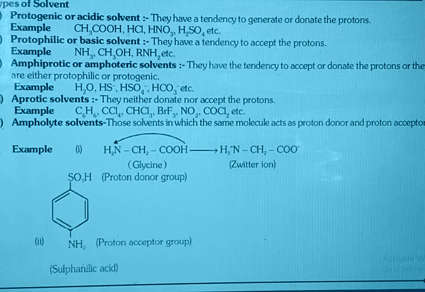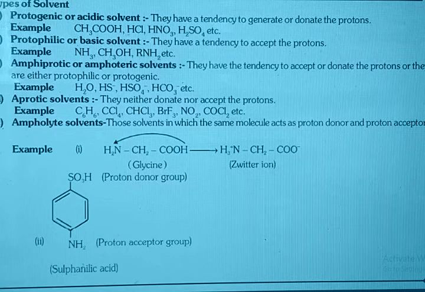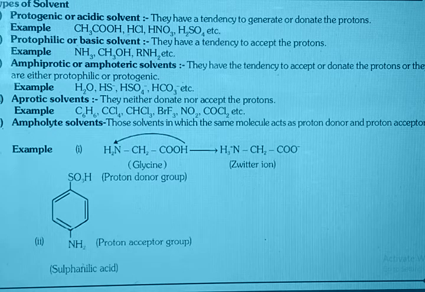Aprotic solvents neither donate nor accept protons: benzene, carbon tetrachloride, CHCl3, BrF3, NO2, COCl2, etc. And ampholyte solvents are those where the same molecule acts as a proton donor and a proton acceptor, like the amino acid glycine, NH2CH2COOH and NH3 plus CH2COO minus. Sulfonic acid also has a proton donor and proton acceptor group. Those having both tendencies are called ampholyte solvents.